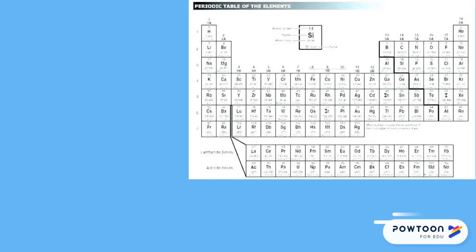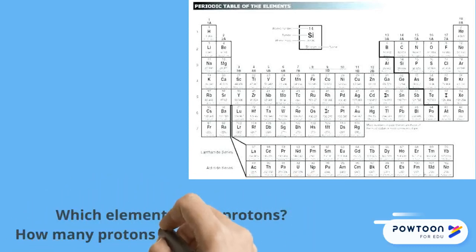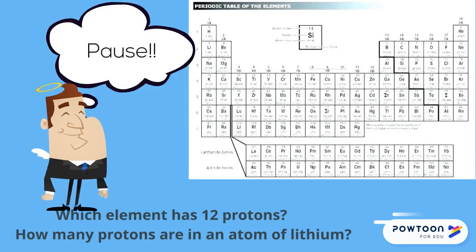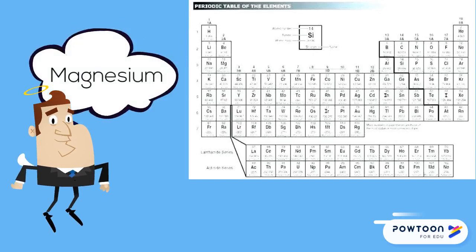While learning chemistry, you will use the periodic table to find the atomic number or number of protons for each element. Use your periodic table to answer the following questions. Pause the video while you attempt this. The answers to the questions are magnesium for the element that has 12 protons, and there are 3 protons in an atom of lithium.